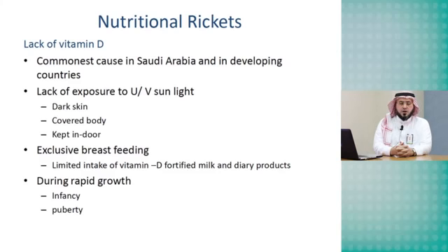Usually there are two peaks of rickets in children. The first peak is through infancy, where this period has a rapid growth, and another rapid growth period is during puberty, during the change from a child to an adult. This period is also another period where the body needs a large amount of nutrition, a large amount of vitamins, especially vitamin D.